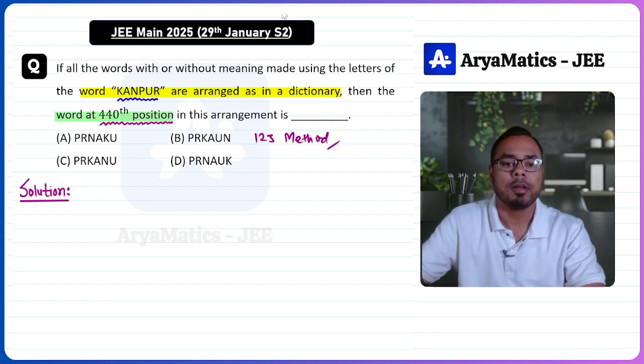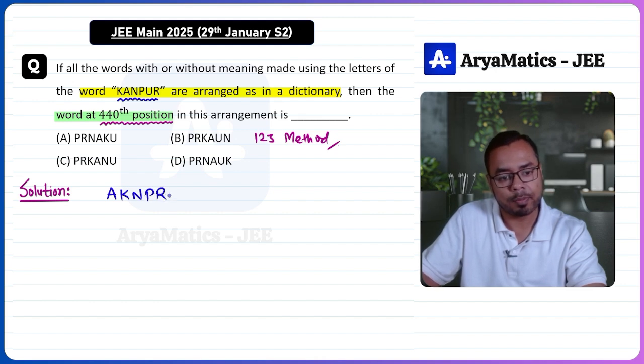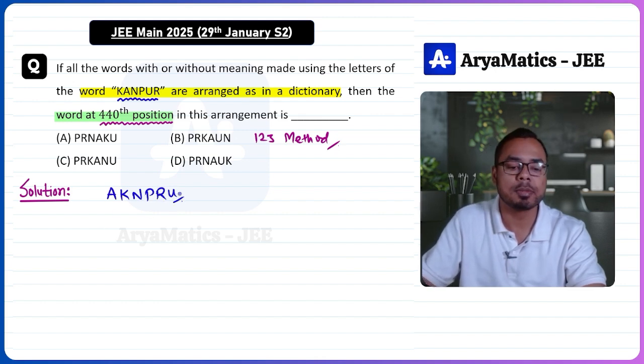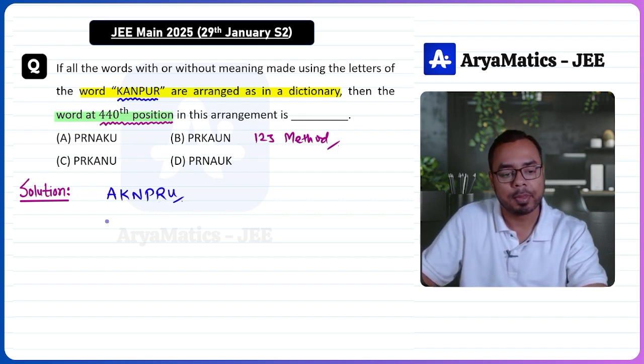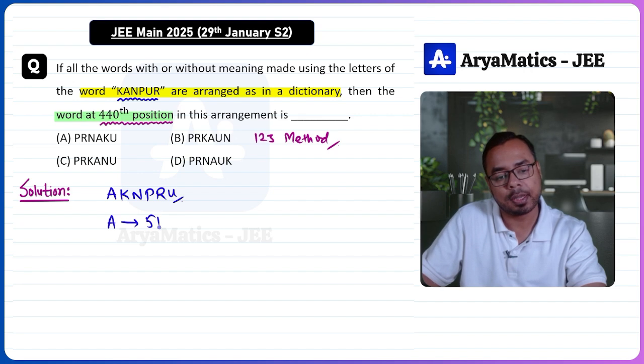So see here, when you arrange the letters in alphabetical order, the first word will be A, K, N, and then you have P, R, U. Out of all those 720 words, this will be the first word. Now, first we should get close to the number 440. All those words which start with letter A will come in the beginning, right? So for words starting with A, if I fix A on the first place, you have 5 distinct letters which you can arrange in 5 factorial, that is 120 different ways.